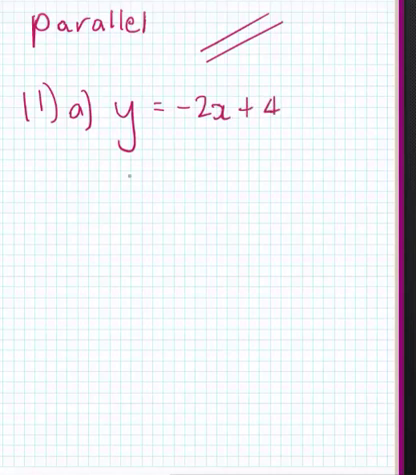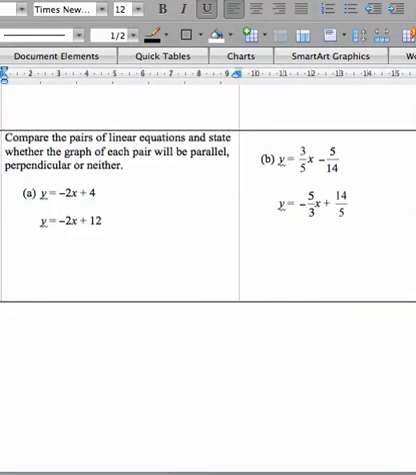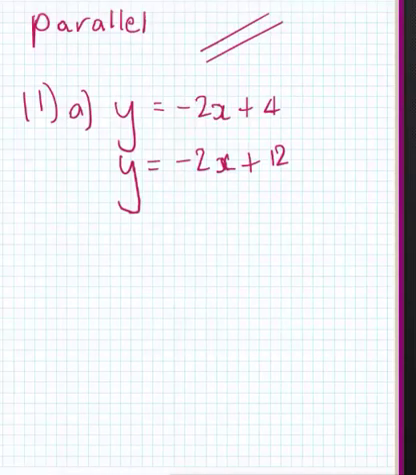So basically, for question 11a, they've given us these two equations, y equals negative 2x plus 4 and y equals negative 2x plus 12. When analysing graphs to see whether they're parallel or perpendicular, you have to make sure they're rearranged into the form y equals mx plus c. The reason for that is we are going to be comparing the gradients of these two equations. So with question 11, a and b, they're done for us. They're all in the form y equals mx plus c. So keep in mind, if you are asked to do this, you may have to rearrange it into that form.